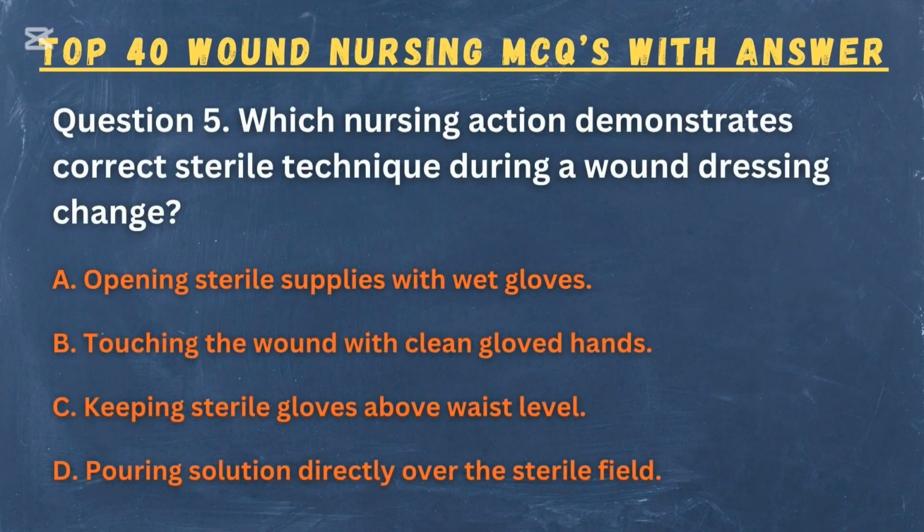Question 5. Which nursing action demonstrates correct sterile technique during a wound dressing change? A. Opening sterile supplies with wet gloves. B. Touching the wound with clean gloved hands. C. Keeping sterile gloves above waist level. D. Pouring solution directly over the sterile field.